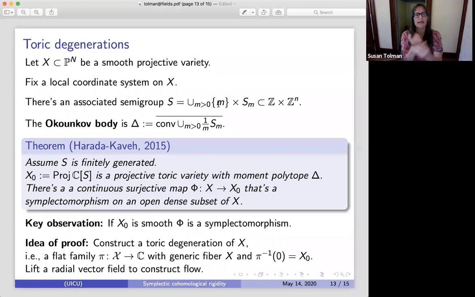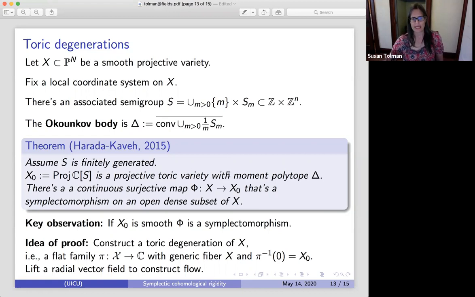But if X naught is smooth, it's sort of a miracle. It generally doesn't happen. But if you look at their theorem, it's clear that if X naught is smooth, then this map phi is actually a symplectomorphism. And this is going to be the important thing. This is where we're getting symplectomorphisms.